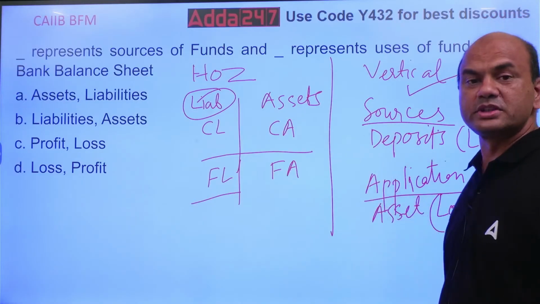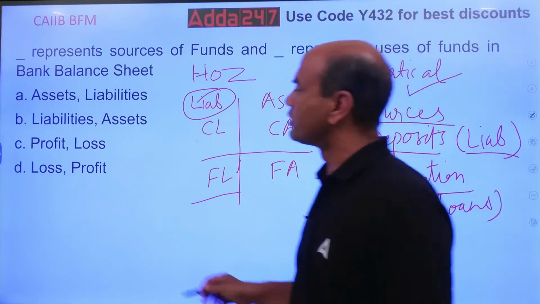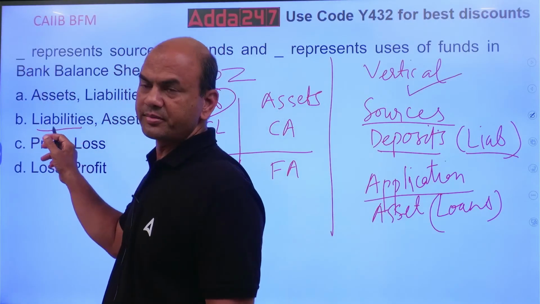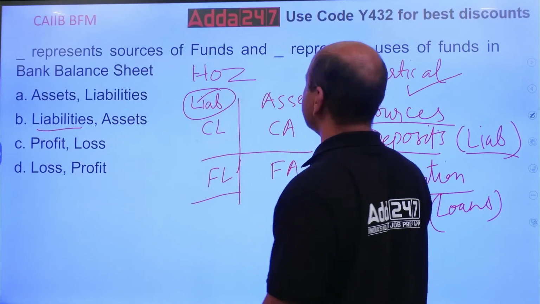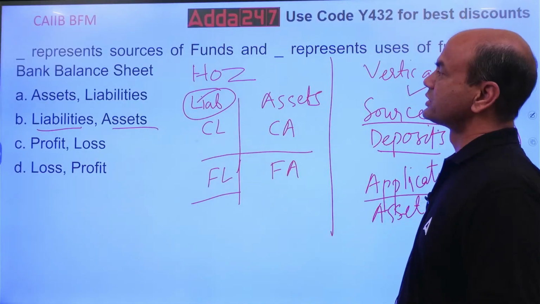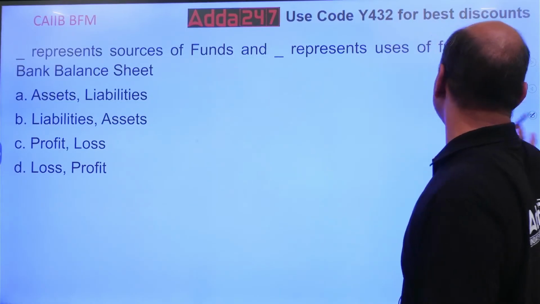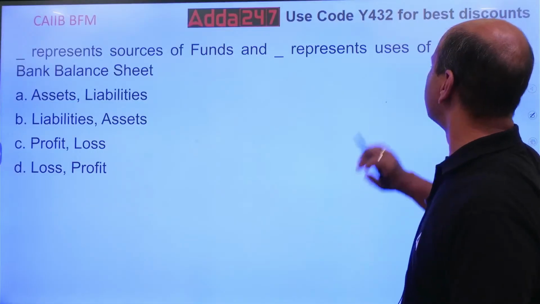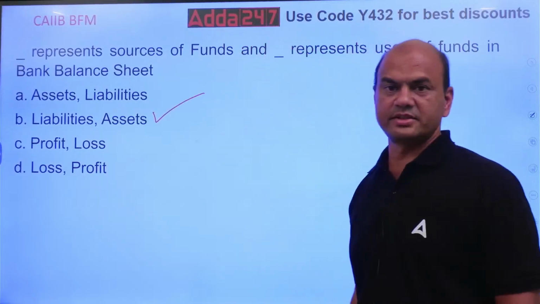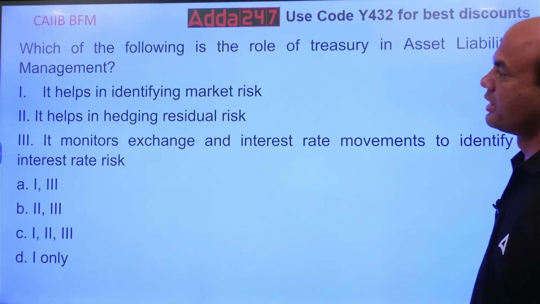So this is the answer here. Dash represents the sources of funds. What represents sources of funds? Deposits or liabilities. So liabilities will represent the sources of funds here. First blank is for liabilities. Second blank, dash represents uses of funds, is assets. Right? So liabilities represent sources of funds and assets represent uses of funds. Okay? So let's mark it clearly now. So the answer over here is B, liabilities and assets. Okay? Clear? Next. You read this now.